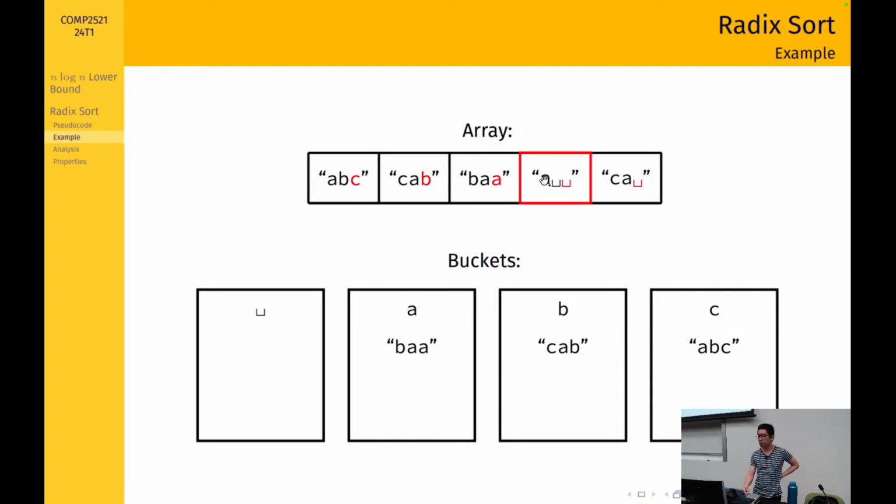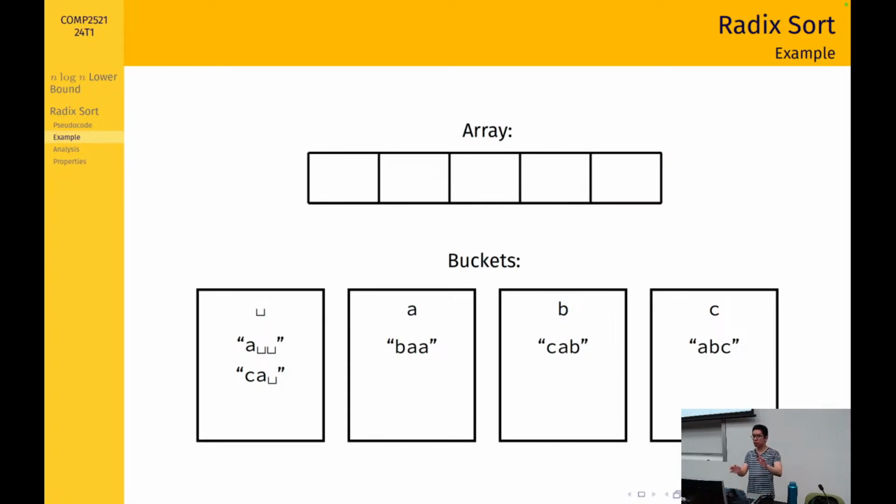For A blank blank, we're going to store that in the blank bucket. And for CA blank, we're going to put that in the blank bucket too. After that, A blank blank. Right. So remember that inserting each key into a bucket is O(1) time, right? So the process of storing all the keys into their corresponding buckets is going to be O(n), right?